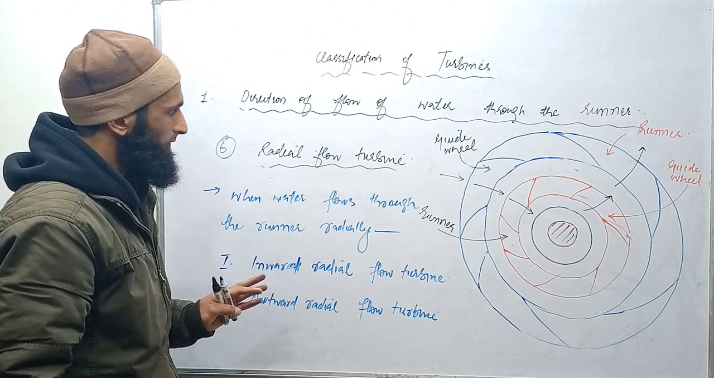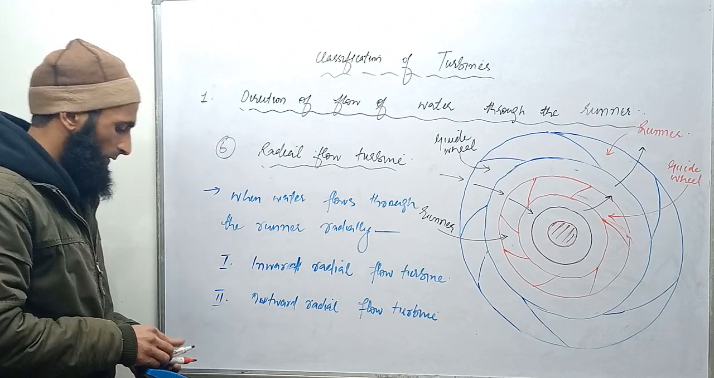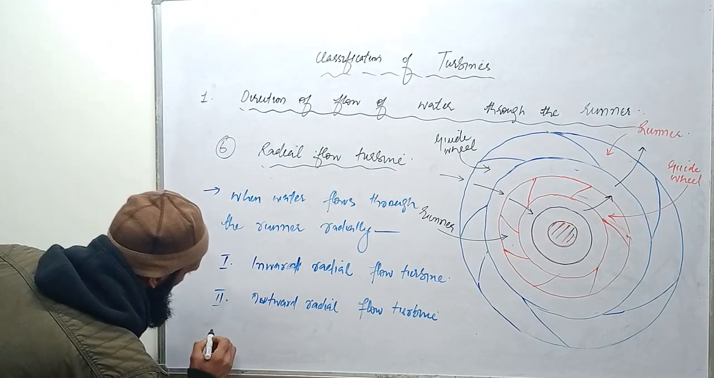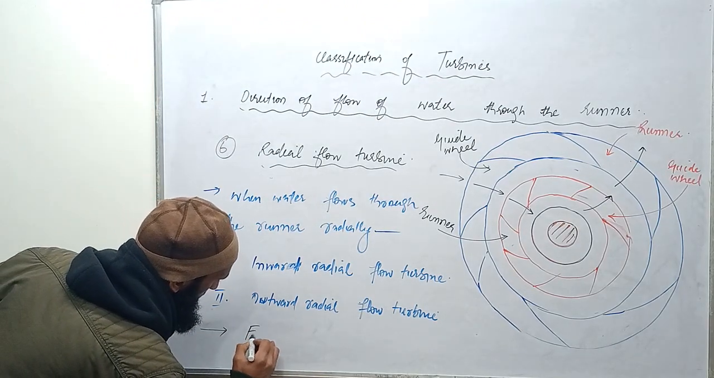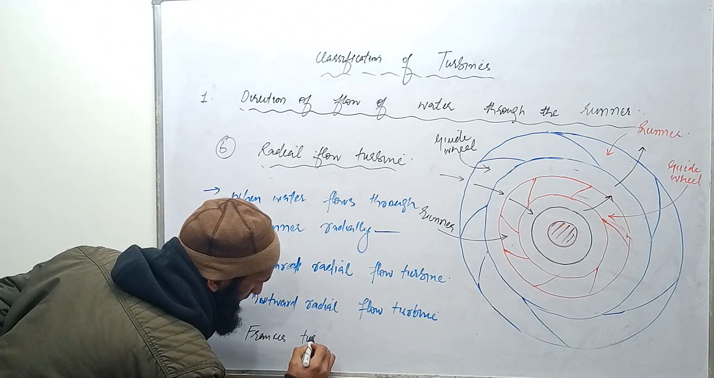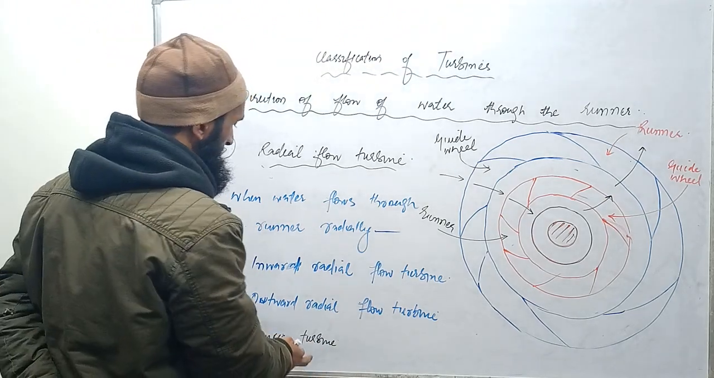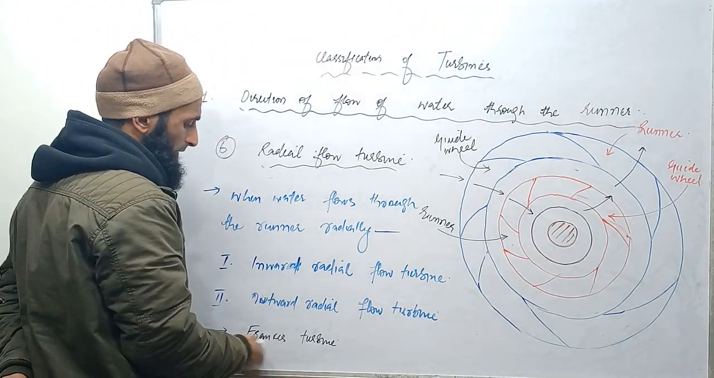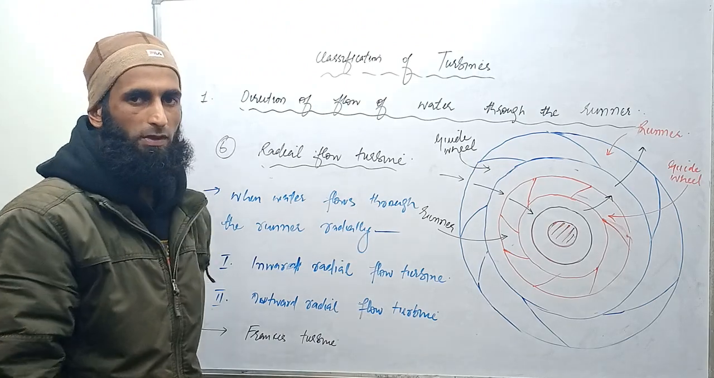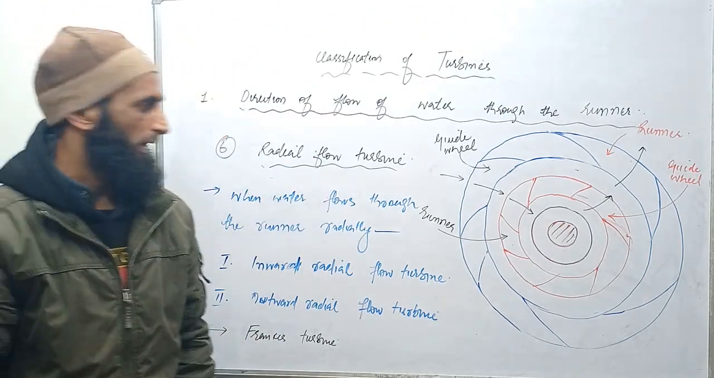So this is radial flow turbine. Sorry, we have only one example that we study in this chapter, in the chapter of turbines, that is Francis turbine. Francis turbine is a radial flow turbine.